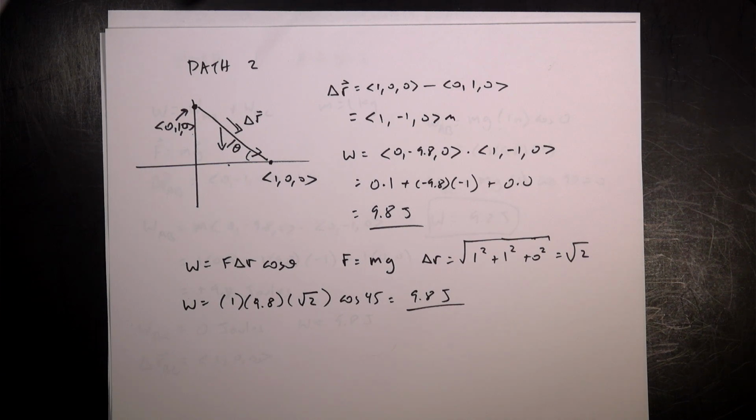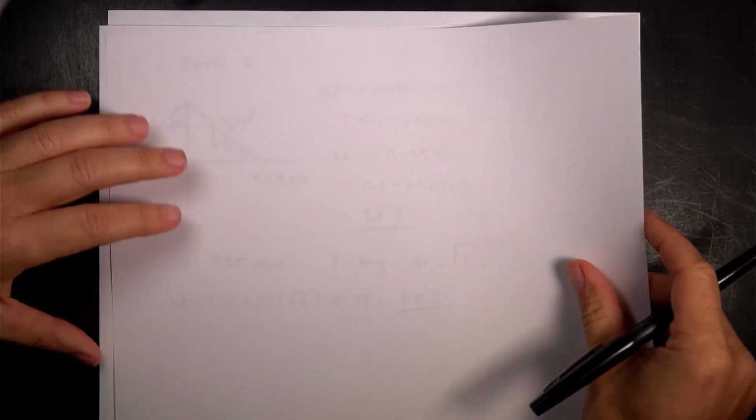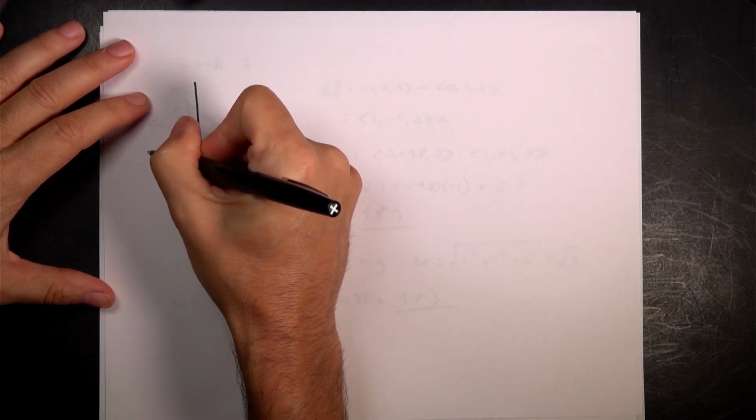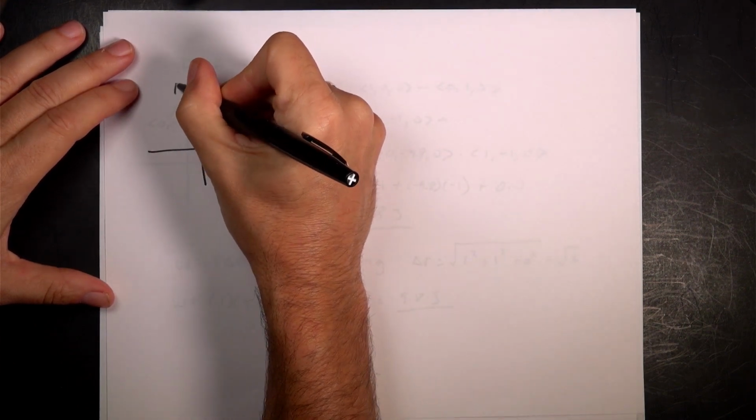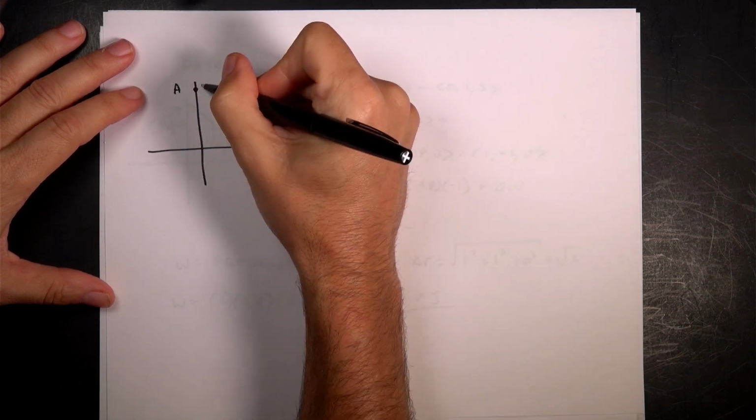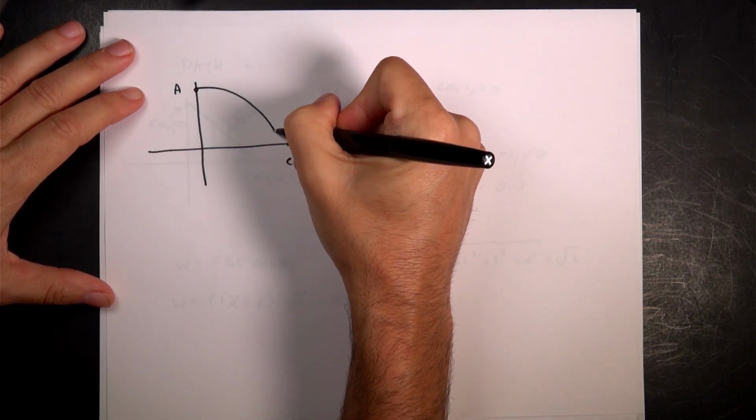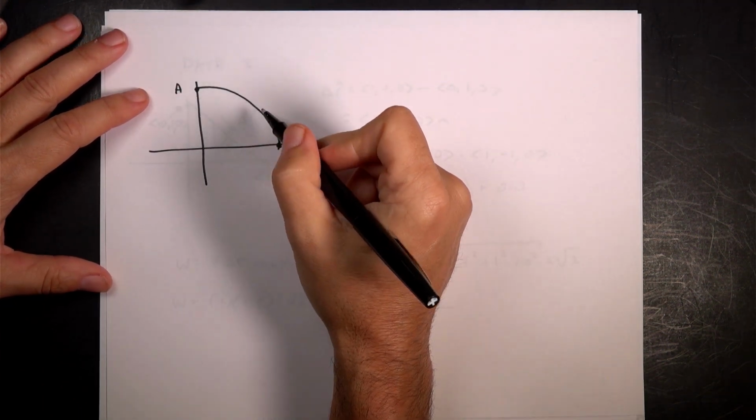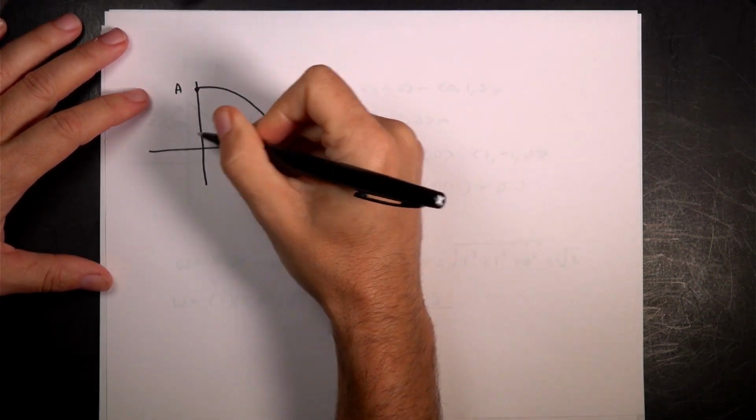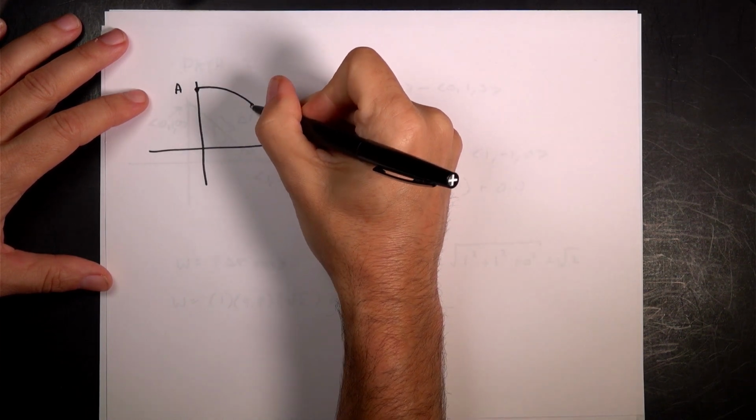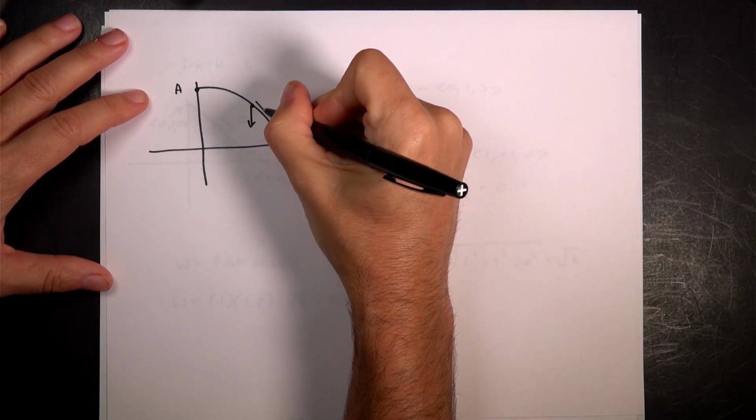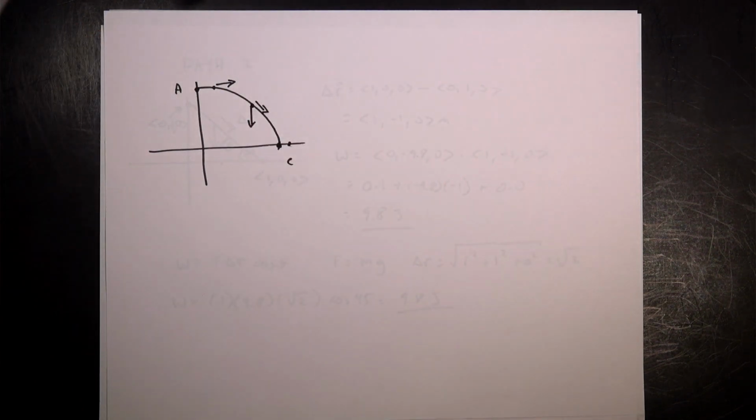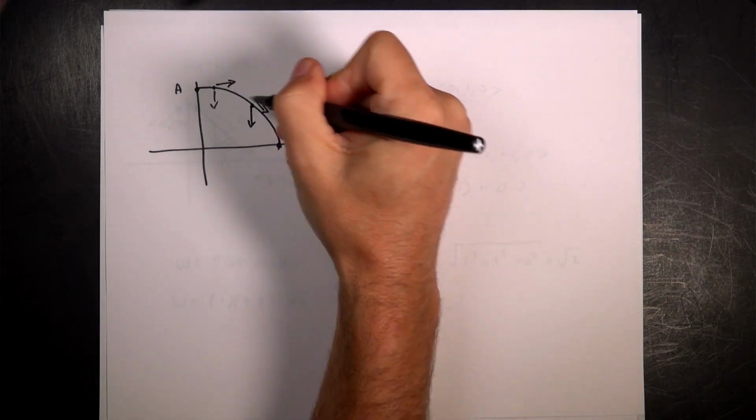Work path 3 is tricky. Now, there is a way to do this with calculus, but we're not going to do that. So let's start right here. Here's point A, here's point C, and this is a circle. So we have a problem here because, yes, the gravitational force at this point is down, and the displacement is right that way. But up here, the displacement's that way. So the displacement keeps changing directions the whole time it's moving.